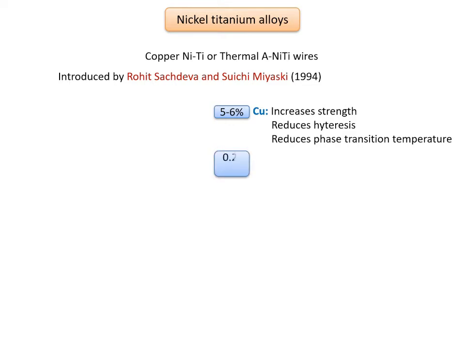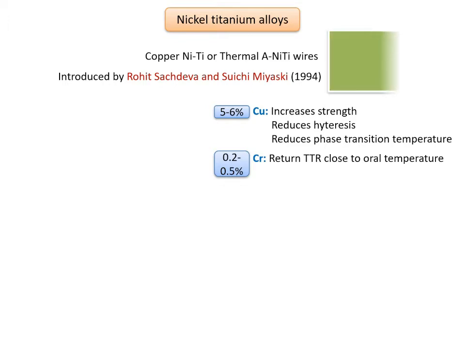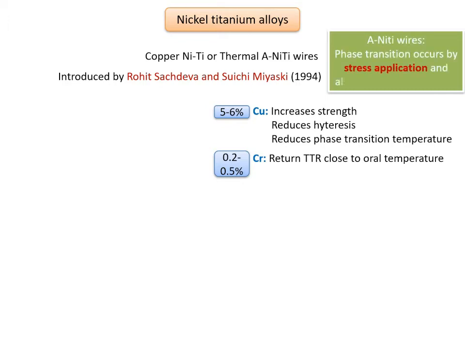Chromium is added in a concentration of 0.2 to 0.5% to return the TTR close to oral temperature. TTR is the transition temperature range at which the phase transition occurs. In these alpha nickel titanium wires, phase transition occurs by stress application as well as by thermal induction. So the changes occur at oral temperature.